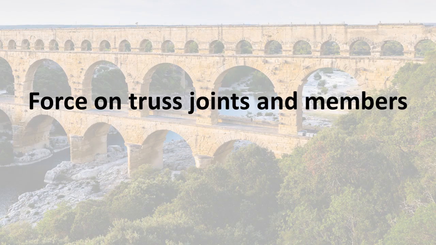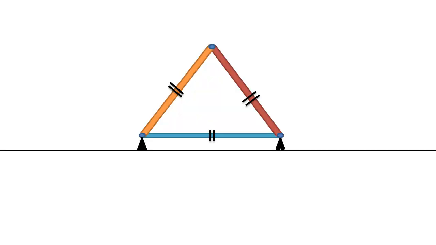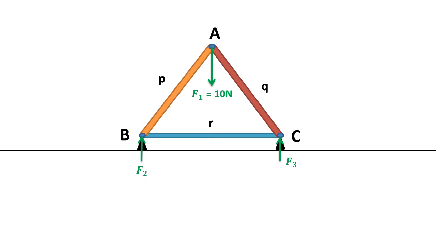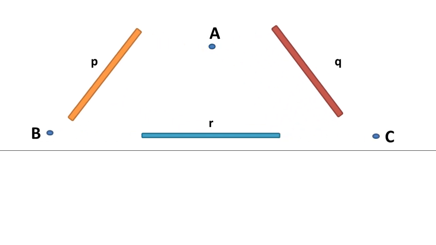Forces on truss joints and members. For a basic triangular truss, it has 3 joints and 3 straight members. We can use the equilibrium conditions to find the reaction forces F2 and F3. As the whole truss is in equilibrium, every joint and every straight member of the truss is also in equilibrium.